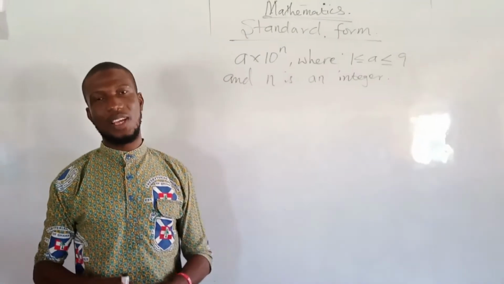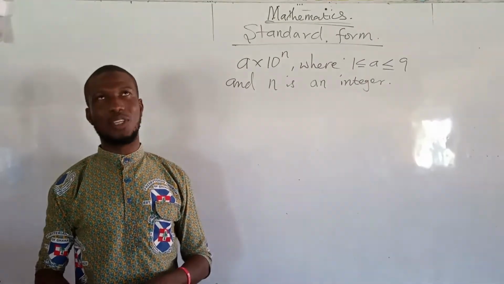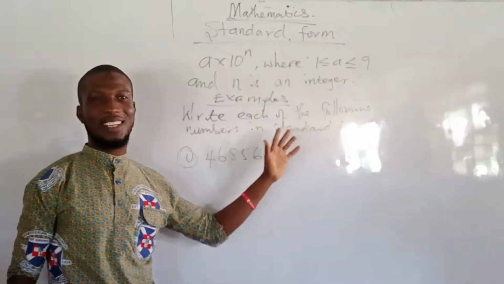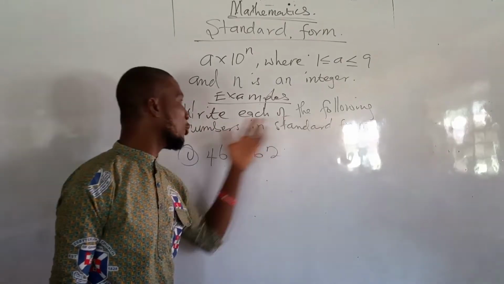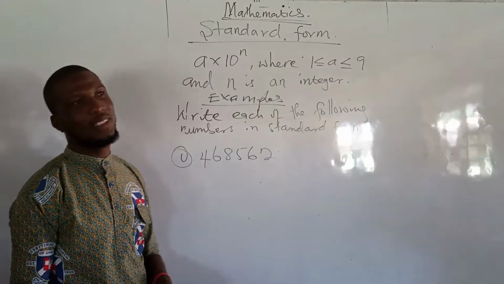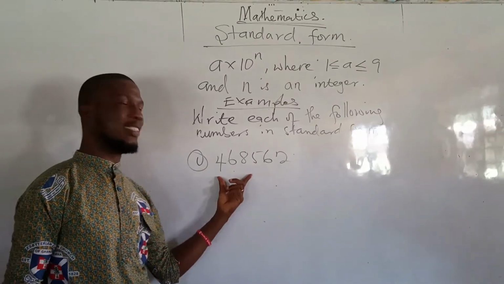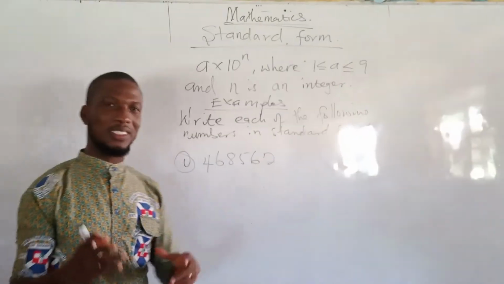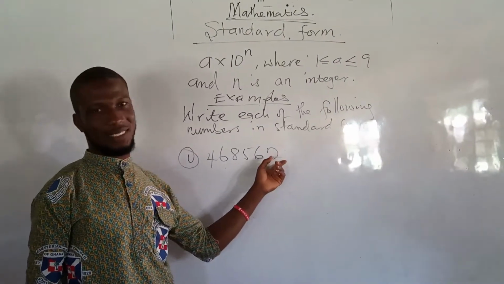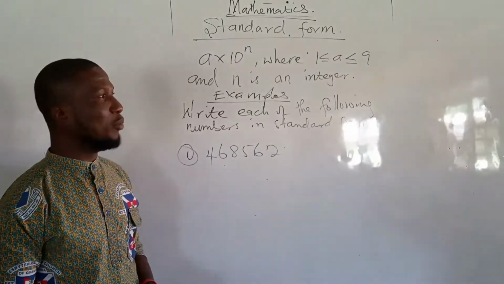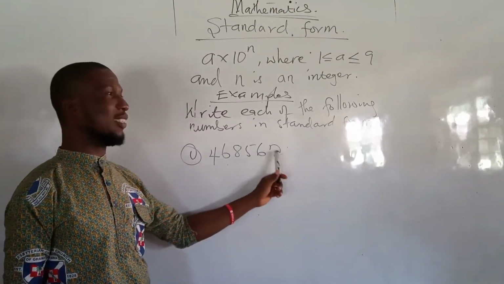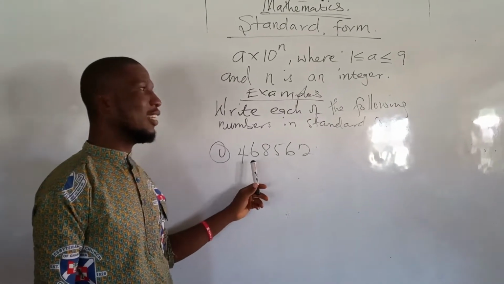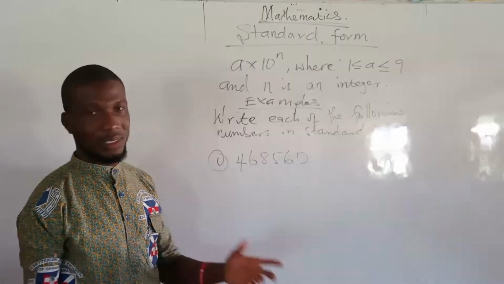Let us take an example now, and I will use that to explain. The examples have a general instruction, which is: write each of the following numbers in standard form. And the first number is 468,562. For every whole number, the decimal point is an imaginary point that is after the last digit. So our aim is to move the decimal point from here, after the last digit, to come between the 4 and the 6, which are the first and the second significant figures respectively.